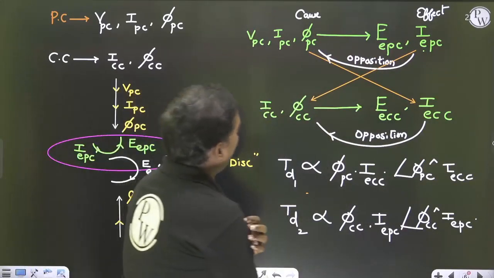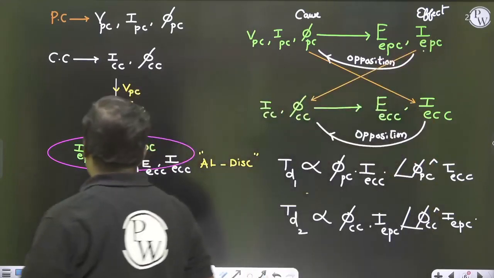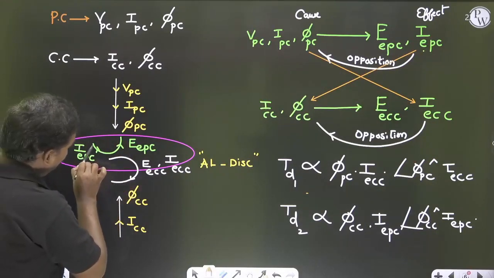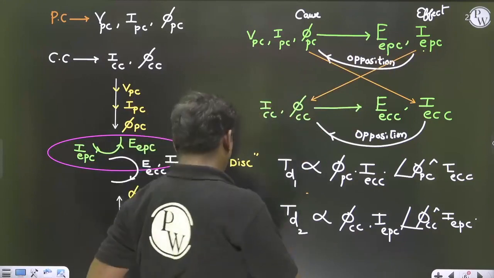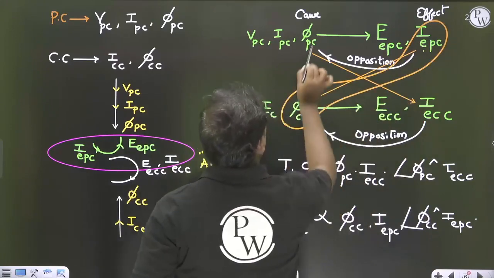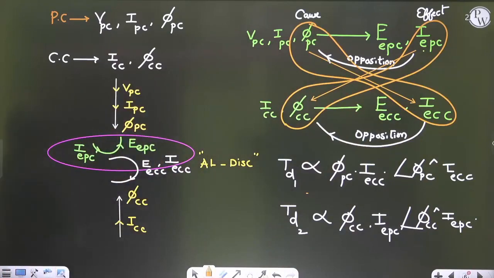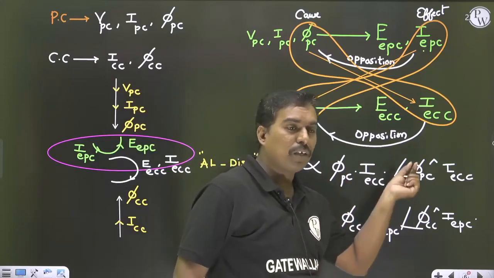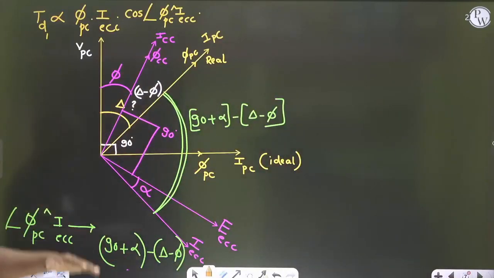But in this situation, this particular flux is opposing, but this flux is interacting with this. And this particular current, which is coming in this direction, this IEPC, is going to interact with phi CC. So between these two currents, there is a possibility of torque interaction. So definitely there is torque development. To know the torque, I am taking that expression, but to know that expression we need the cosine angle between these two. So that angle is going to be observed from this expression.